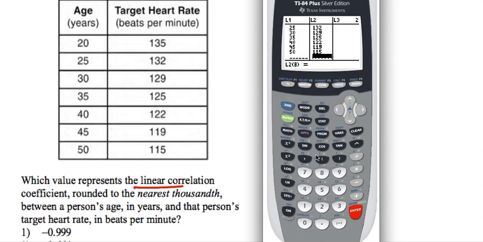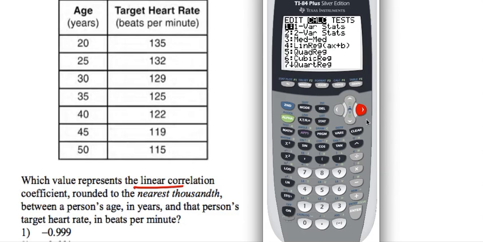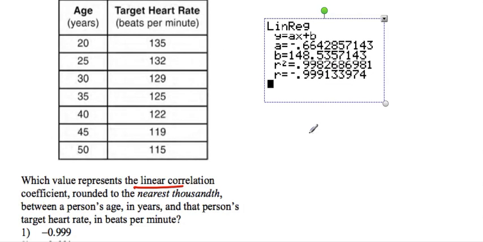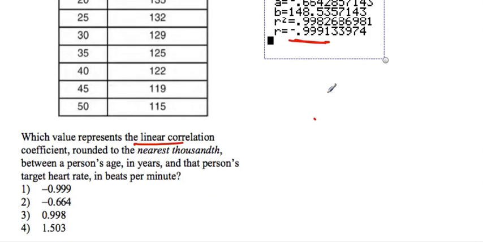Now, what we're going to do is this. We have to go back to stat, and we need to calculate. In this case, we are looking for the relationship between these two on the linear regression side. So here, choice 4. And then if you don't type in anything, then we are assuming that this is x and this one is y. And the coefficient of correlation here is right over here, negative 0.9991. So choice 1 becomes our answer.